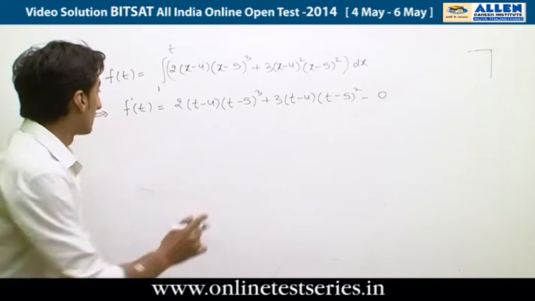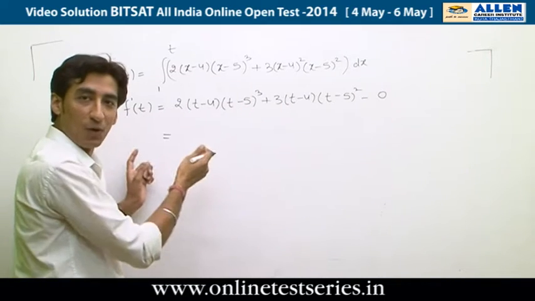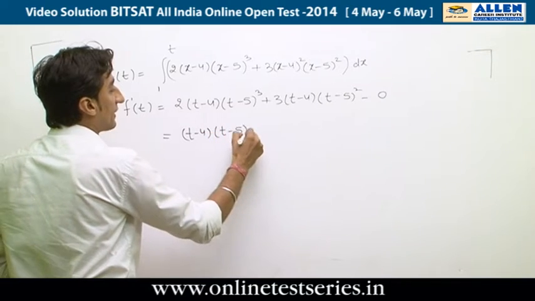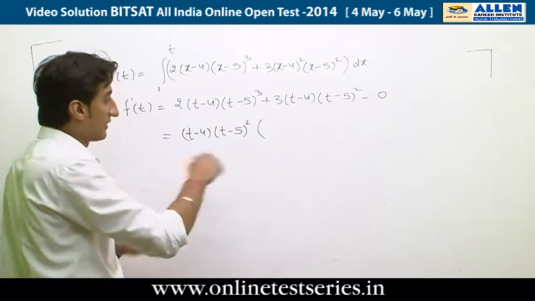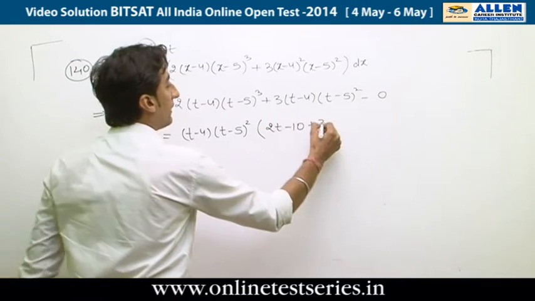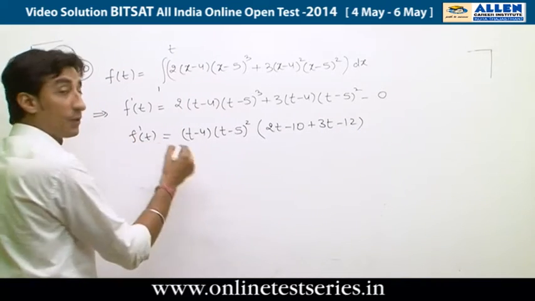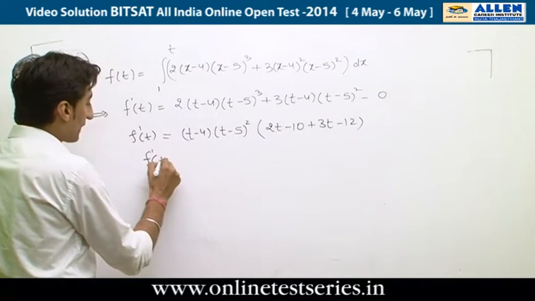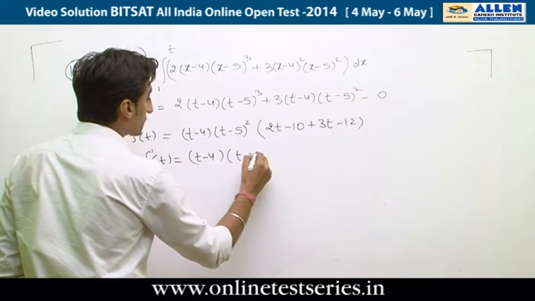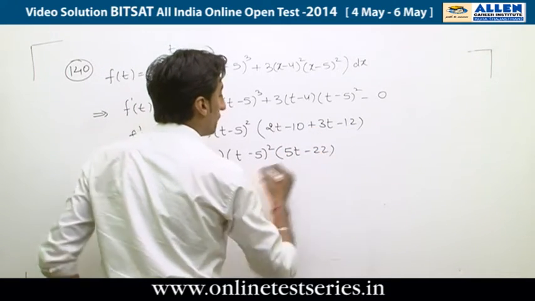To simplify this, it is very clear that t minus 4 into t minus 5 whole square is getting common in this expression. So t minus 4 into t minus 5 whole square common, and inside the bracket we get 2t minus 10 plus 3t minus 12. So this is f dash t. Upon simplifying this, we get f dash t is equal to t minus 4 into t minus 5 whole square, and this would be 5t minus 22.